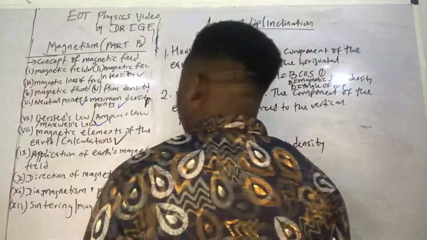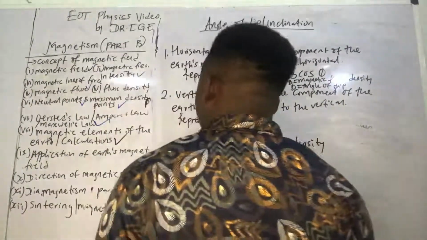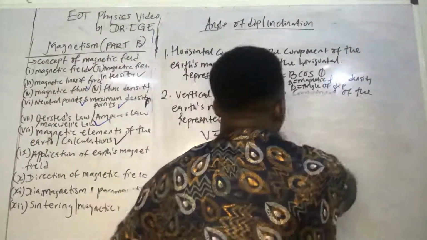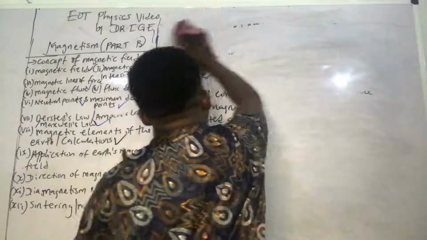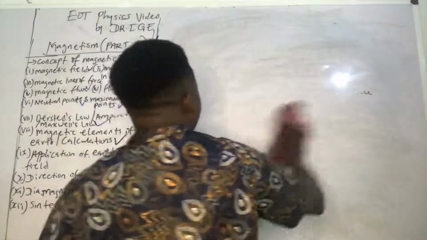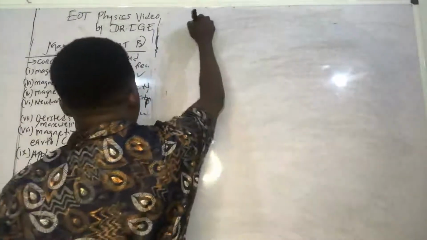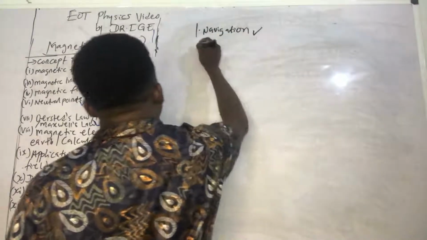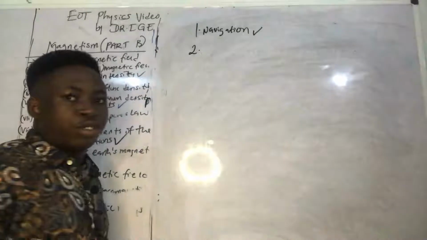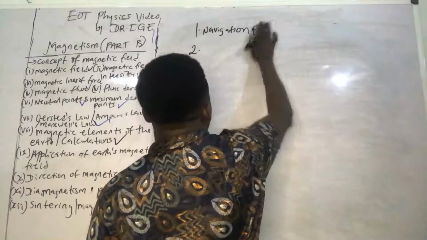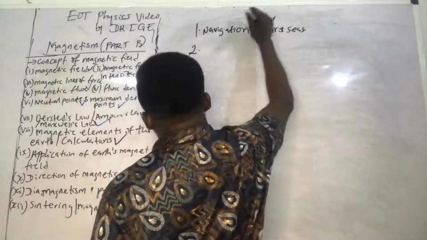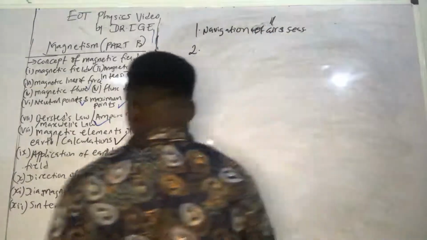Okay, so let's move to the next thing, applications of the Earth's magnetic field. It's used, the major thing is just navigation. That's just the major thing. And there are mineral exploration, but let me just do navigation. Like navigation of air and seas. Air, by all those pilots, they use compass knowledge. Seas, all those sailors, they use compass knowledge.